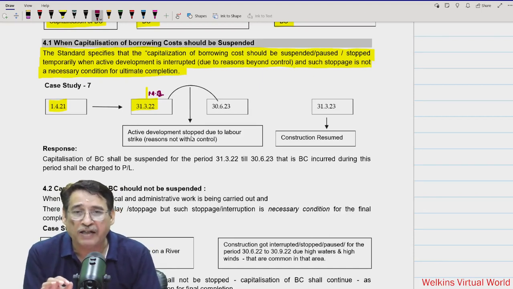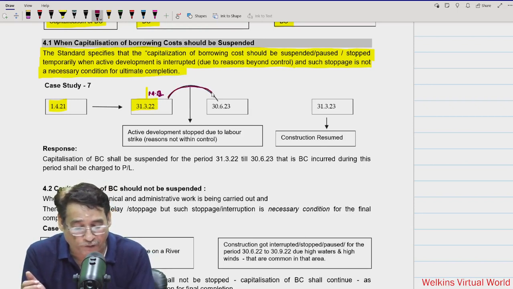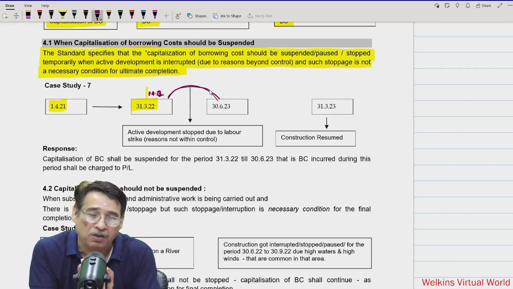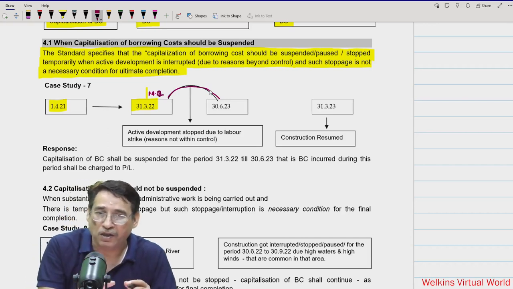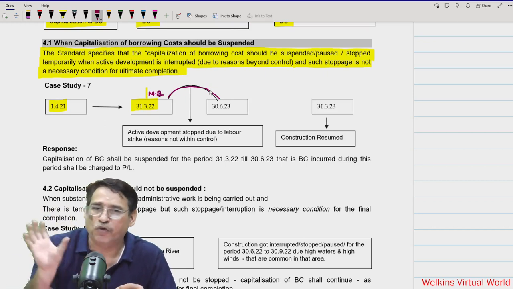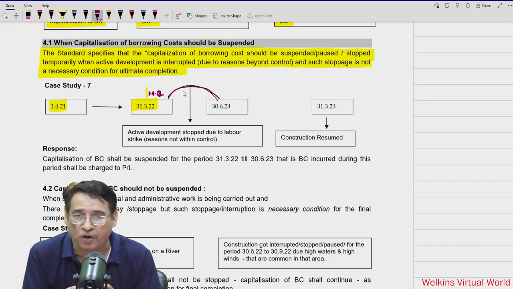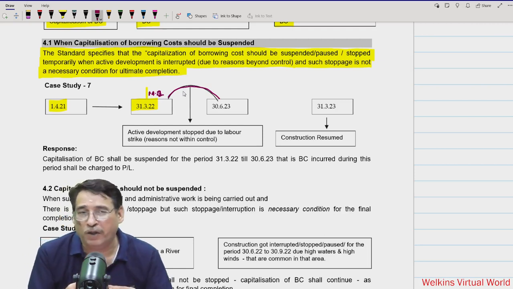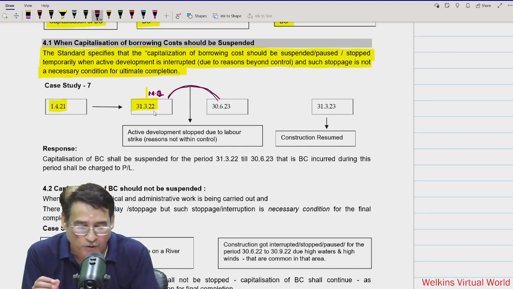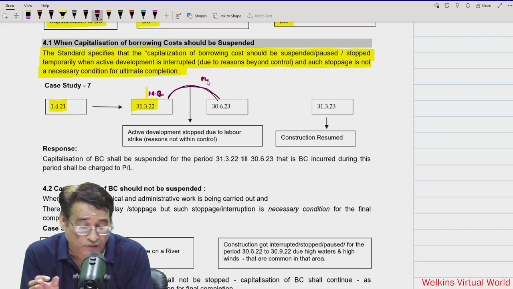So if your construction activity is stopped or suspended for a while temporarily, that you can see construction activity got suspended from 1-4-2022 till 30th of June 2023. During these 6 months, the construction activity is stopped due to reasons, let us say labor strike, natural causes, or riots, any reason which was not in our control. In that case, during this particular period, I am not going to capitalize the borrowing cost. Suspension of borrowing cost means for a while I have stopped capitalizing the borrowing cost. That means during this period, whatever interest cost there is will be charged to profit and loss account.